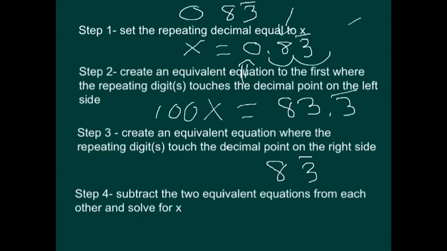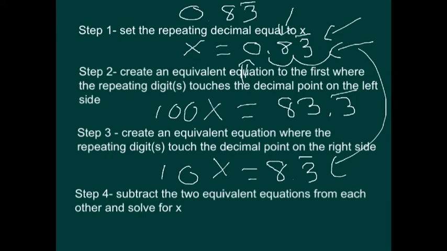To get from your original equation down to 8.3 repeating, what did you have to multiply 0.83 by to get 8.3 repeating? Well, you have to multiply by 10 because you move the decimal point one place now over to the right.